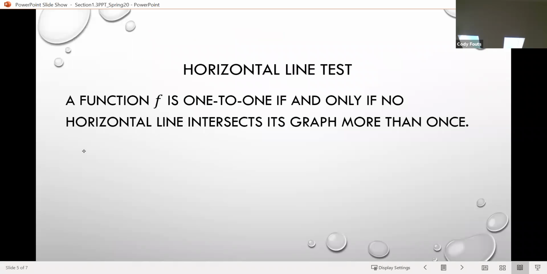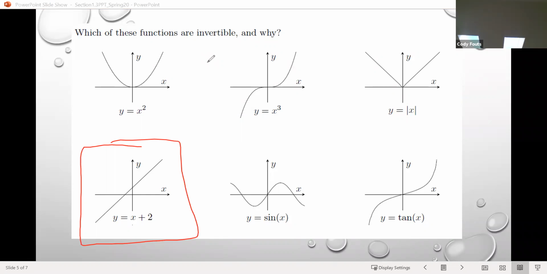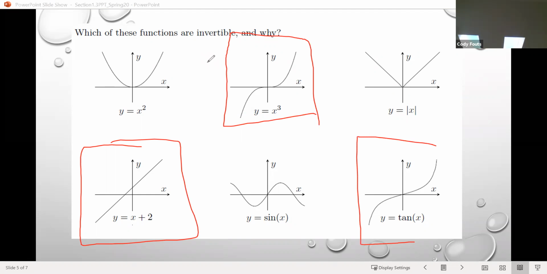So this one down here. Oh, I just gave away the answer if you're paying attention. So this one right here is invertible. This one up here is, and so is this one here. So what do you notice about all of those?